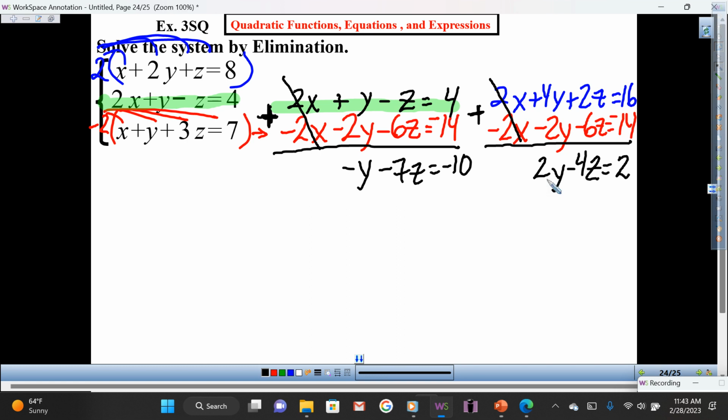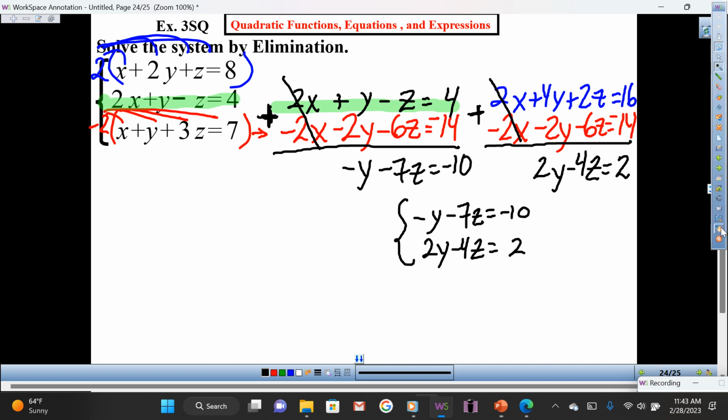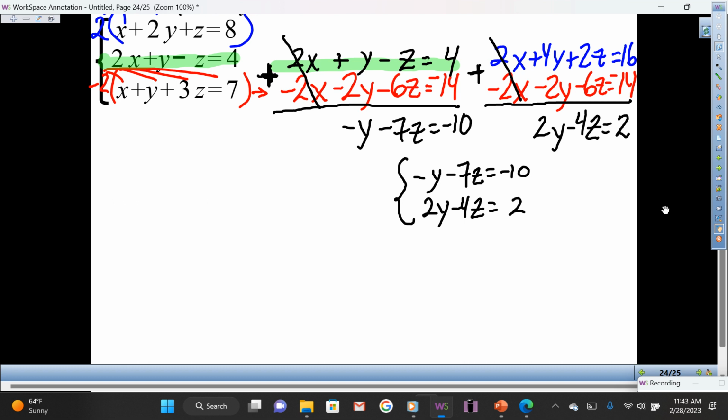What do you guys notice? Did we eliminate two variables on this one this time? No. So we end up with two equations. So what shall we do with those? Make a system. Negative y minus 7z equals negative 10. 2y minus 4z equals 2. All right. What shall I do there? Tell your neighbor before I call on Jessica. What shall I do there? Jessica, what shall I do?